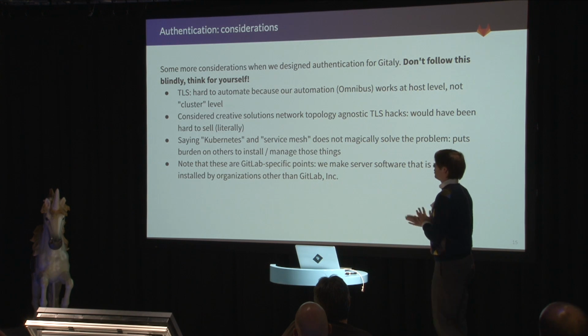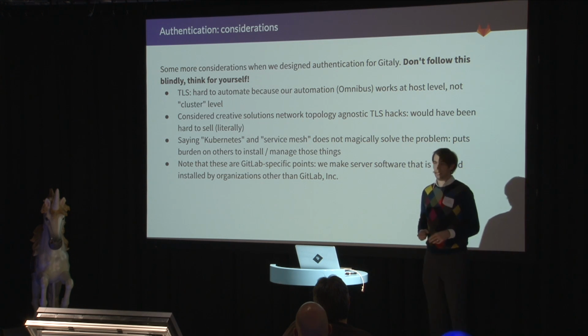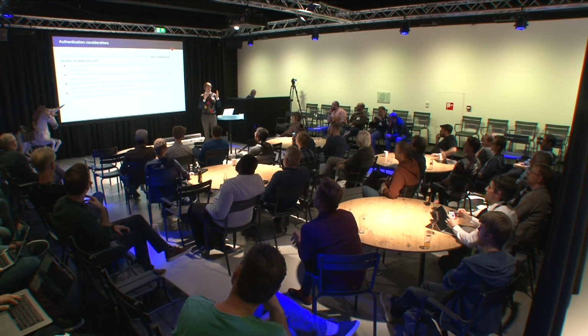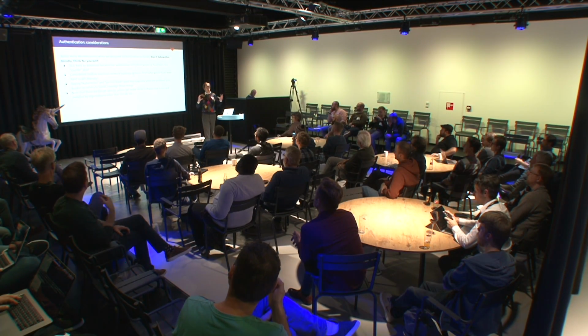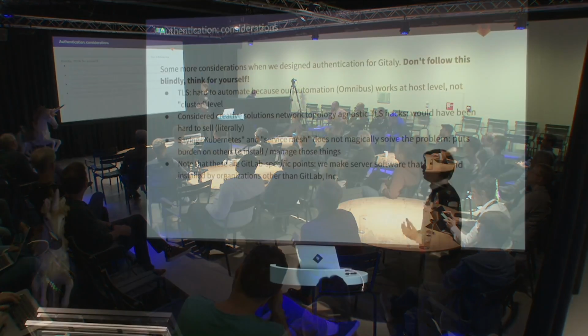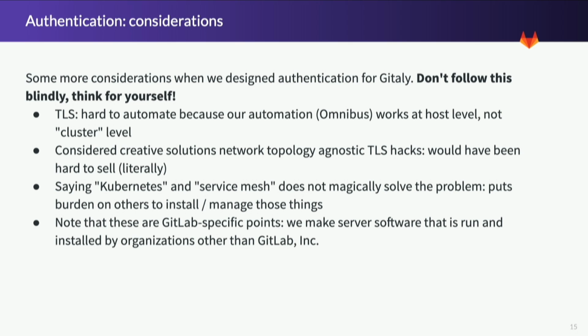So some more considerations about this. We have some automation to make it easier to configure and deploy GitLab, but that is designed around single servers. So it's very easy to deploy GitLab on a single server. If you want to split things out into multiple servers, you have to do more work, and you have to do more work manually. So this whole TLS problem then becomes the manual problem of whoever is setting that up. We considered some creative solutions where we do something with the host name where it always works, but it was getting very creative, and I didn't like it because I think it would be literally hard to sell.